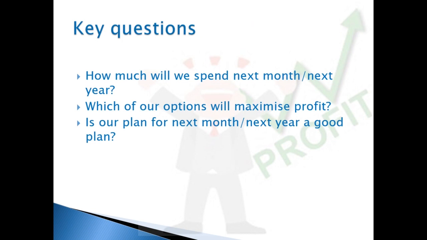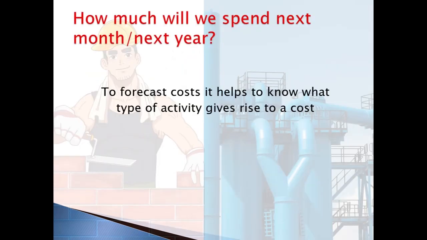Right, managers and entrepreneurs have questions about their business, such as how much will we spend in the next period, which of our options will maximise profit, is our plan a good plan? And looking at cost and contribution information can help answer these questions. So starting with how much will we spend in the next period. So we're going to forecast this. We're going to forecast our costs. And to do this, it helps to know what type of activity gives rise to a cost.